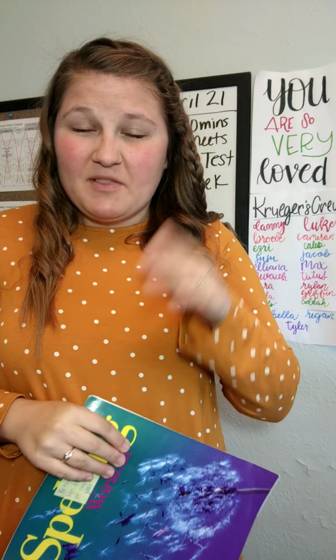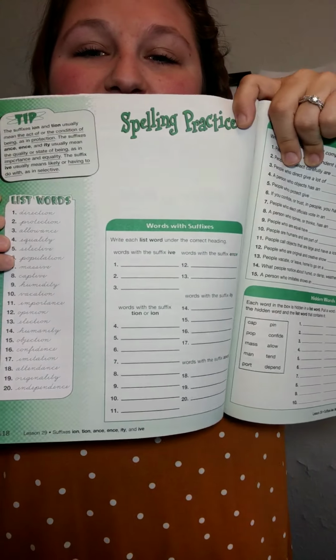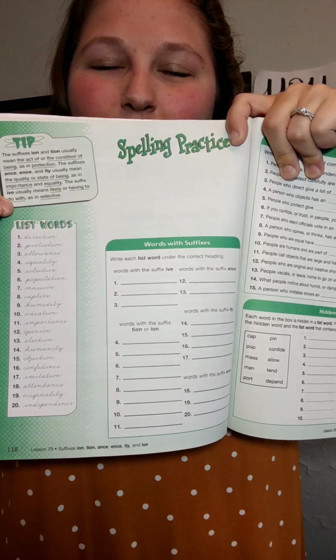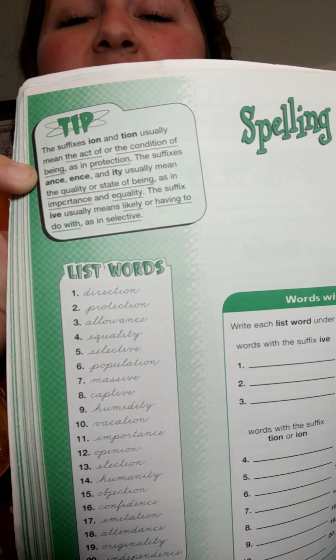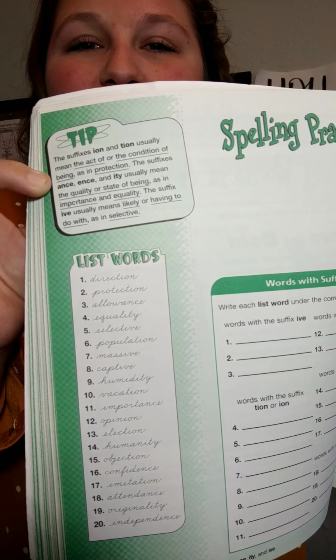Now, do suffixes come at the beginning of the word or the end? At the end of the word, all right? So page 118 looks like this, all right? So you have your list of words here, and you're putting them according to the meaning of their suffix in the category they belong. Now here is the very important part. It tells you the meaning of each of the suffixes.